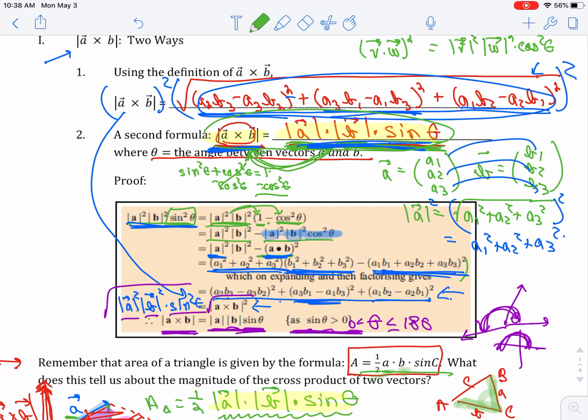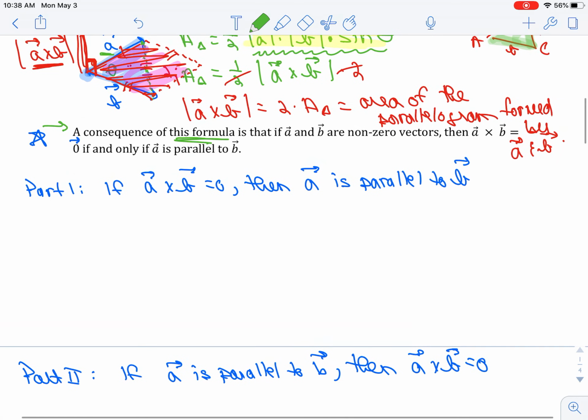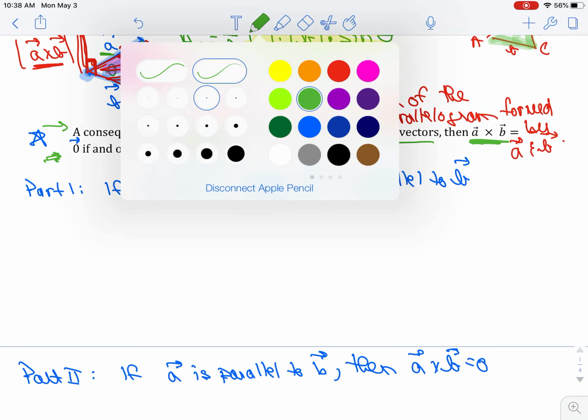Right, the fact that the magnitude of the cross product is the product of the magnitudes times the sine of the angle between them. So a consequence of that formula is that if A and B are non-zero vectors, then A cross B will be equal to 0. And I want to emphasize this is the zero vector. Remember that a cross product is a vector. It's not a scalar. So it's the zero vector if and only if vector A is parallel to vector B.